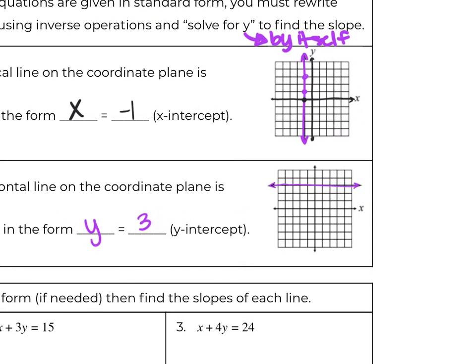So it's kind of opposite of the way it's going, like it's parallel to the x, so you answer it with y equals.